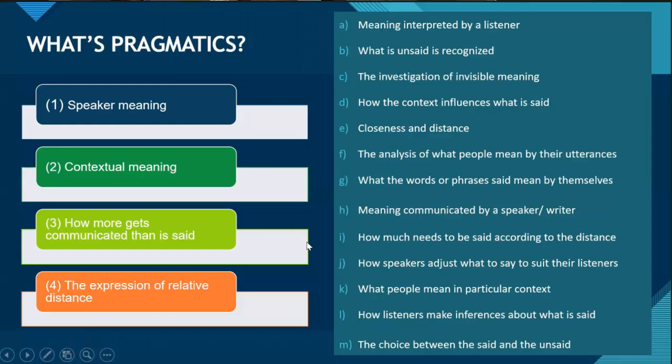Okay, what I would like you to do is read the handout or the article from your book, and then mark them with the big area place. For example, the meaning interpreted by the listener. So where do you think it should go? When we talk about the meaning interpreted by a listener, do you think that's number 1, 2, 3, or 4?